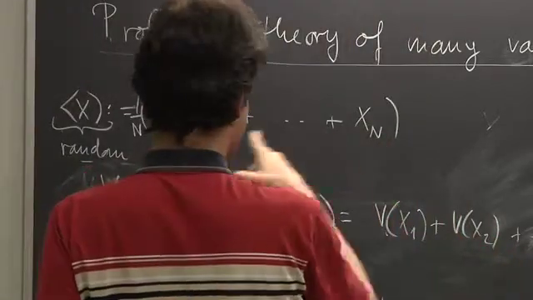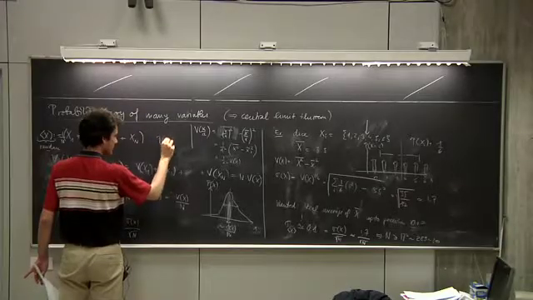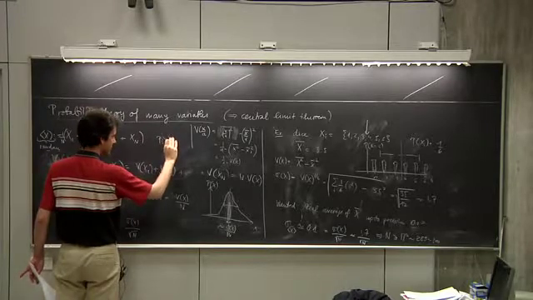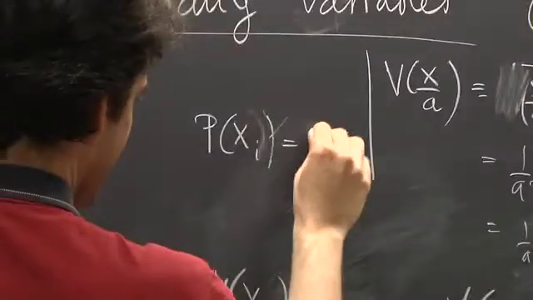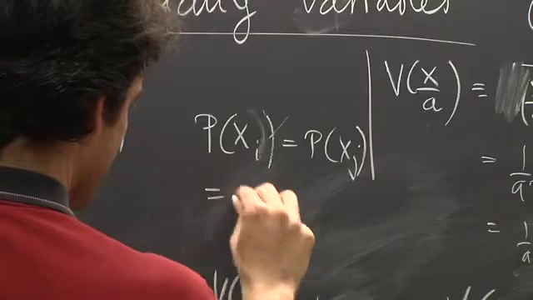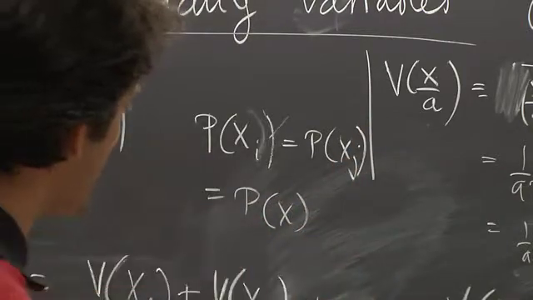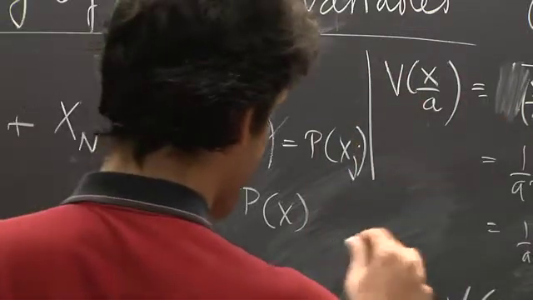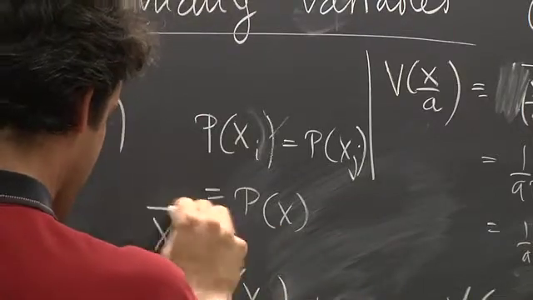So each of these things has the same distribution by our assumption, and we call that P of x. So each P of xi is equal to P of xj is equal to some P of x. Now this distribution has a well-defined average and a well-defined variance, and that is what I call x bar.